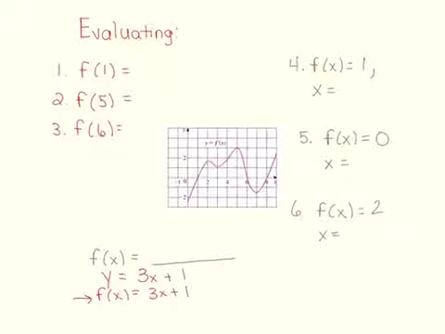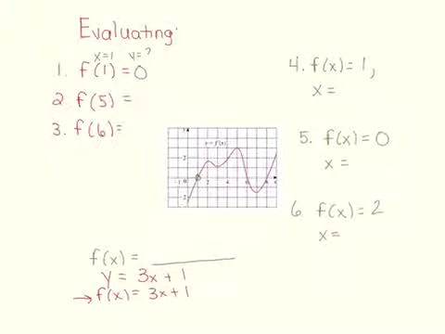So here, when they're asking us to find f of 1, what they're saying here is that x equals 1, and we want to know what is the y value when x is 1. So we'll go over to our graph where x is 1, which is right here, and we want to find the corresponding y value, which is 0. So f of 1 is equal to 0. That means when x is 1, y is equal to 0.